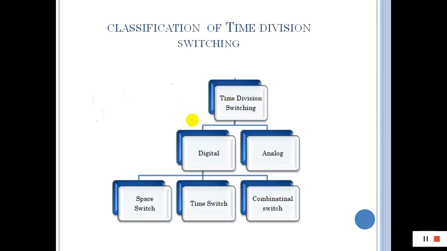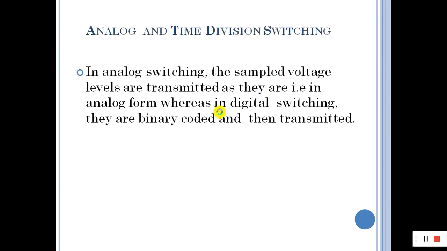So this is the classification of time division switching. It is divided into two categories, digital and analog. Further, digital time division switching is divided into space, time, and a combination of both, that is called combinational switching. So what is digital first? Analog and digital, it is simple.